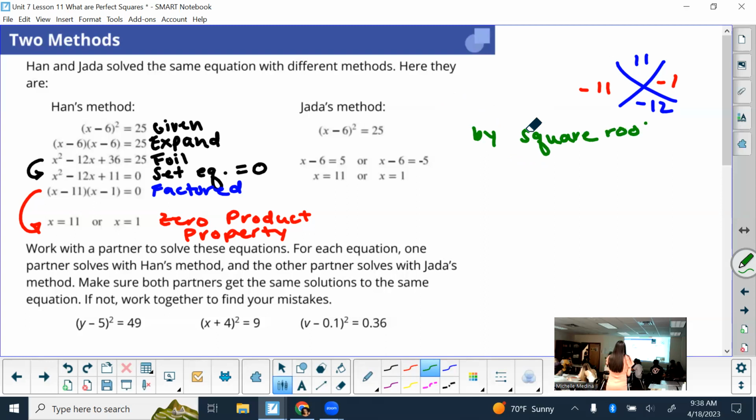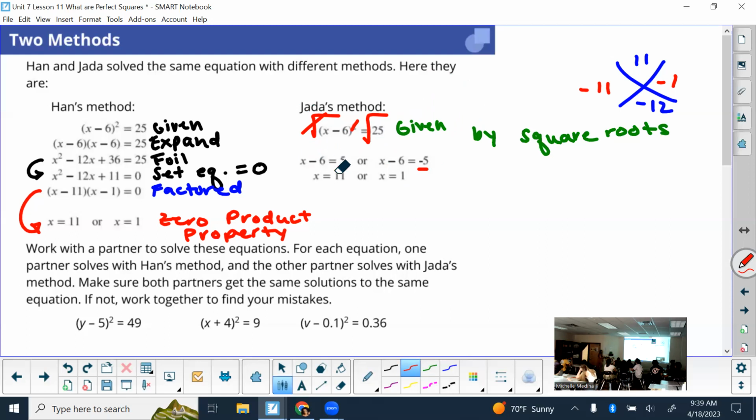All right, so this is what we were given for Jada's, the same problem we were given for Hans, except what is the opposite of squaring something? So she just took the square root of both sides, which then cancels out the square on the left side. I just get x minus 6. On the right side, what's the square root of 25? 5. And remember, it's not just a positive 5, but also -5, because -5 squared is also 25. So really, she just solved it by square roots and solved for x.